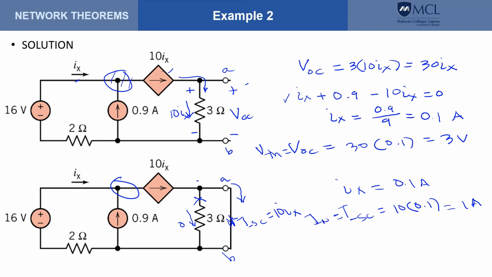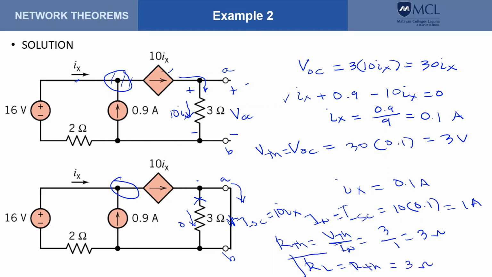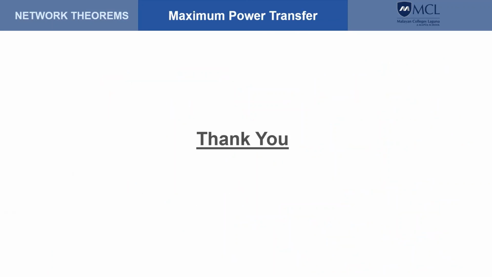Now I can compute for RTH, and that should be equal to VTH over I sub n, which is 3 divided by 1, or equal to 3 ohms. So therefore, my R sub L is equal to RTH, which is equal to 3 ohms. And this is my final answer. Thank you.